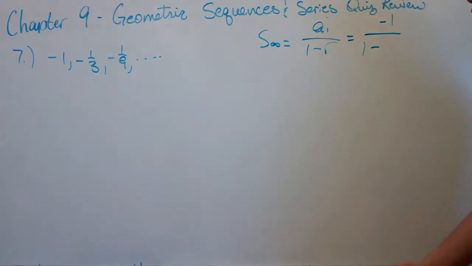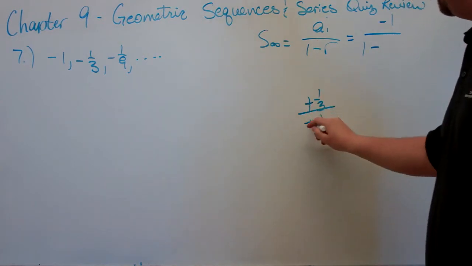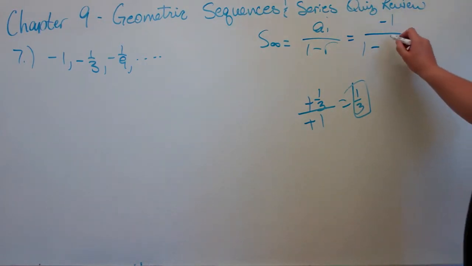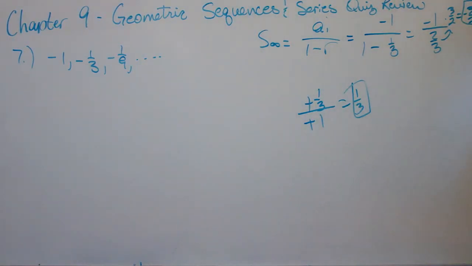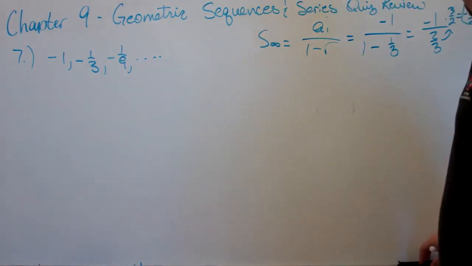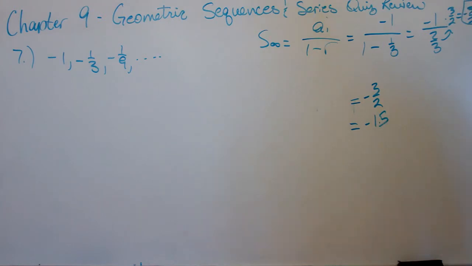1 minus our ratio. What are we doing each time? Well, take one term, negative 1/3, divided by the term before it, negative 1. Negative divided by negative is a positive. Anything divided by 1 is itself. So we have positive 1/3 is the ratio. Negative 1 divided by 2/3 times 3/2, negative 3/2. Alright, or negative 1.5. Again, I don't know if you can see that. So the answer, I'll either take negative 3/2 or negative 1.5. Alright, so that's how you do number 7.